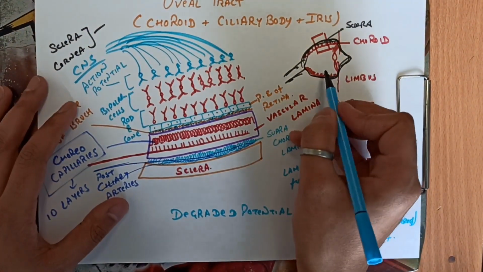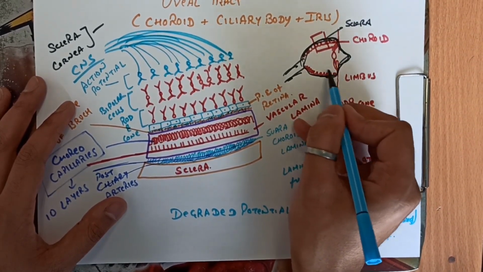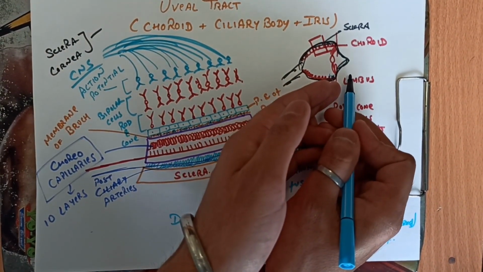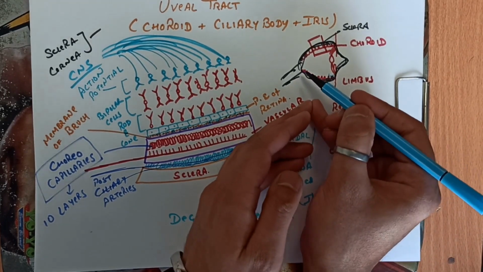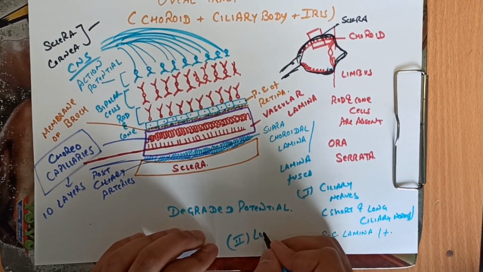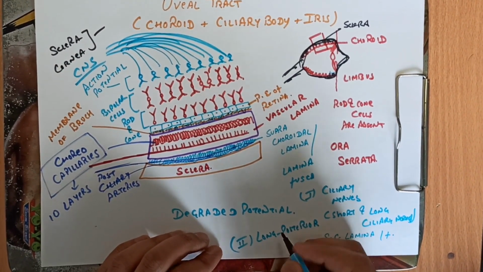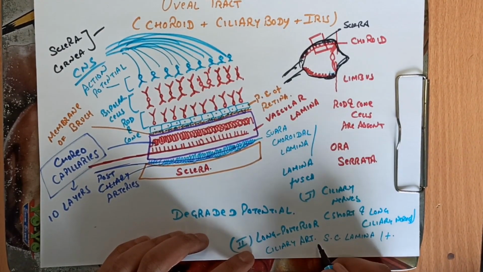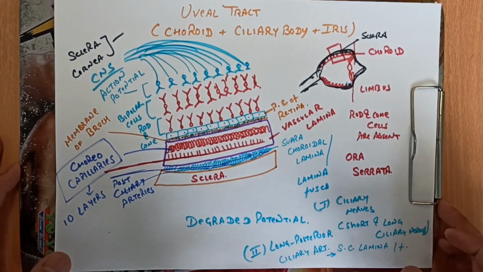Let me tell you, this is the posterior choroid. You can say this is the whole choroid. You can say this is the posterior choroid. This part may be the anterior choroid. As you move towards the lens, this will be the anterior choroid and this will be the posterior choroid. And there is blood supply by the long posterior ciliary artery, which also enters into the suprachoroidal lamina or the lamina fusca.